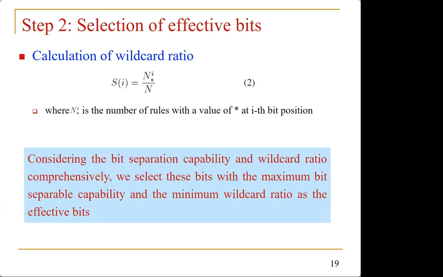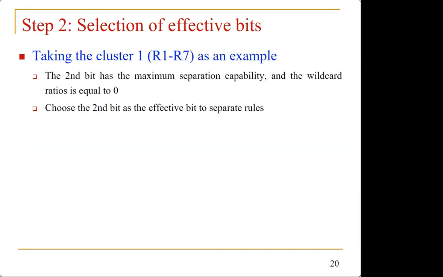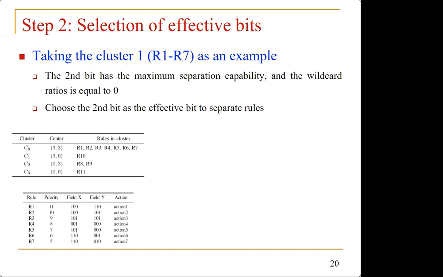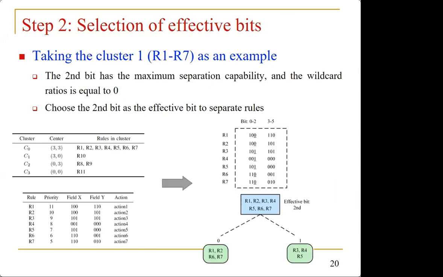Considering the bit separation capability and the wildcard ratio comprehensively, we select the bits with the maximum bit separation capability and the minimum wildcard ratio as the effective bits. Taking cluster 1, rules R1 to R7, as an example, because the second bit has the maximum separation capability and the wildcard ratio of this bit is equal to 1, we choose the second bit as the effective bit to separate rules. The decision tree after the first bit selection is shown in the figure.